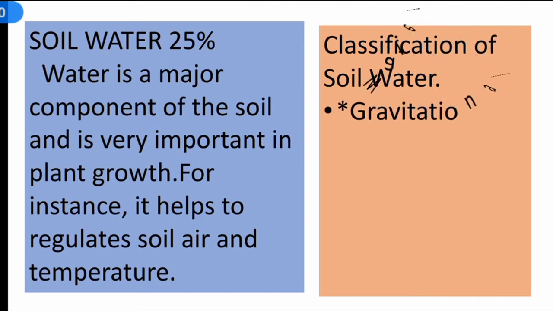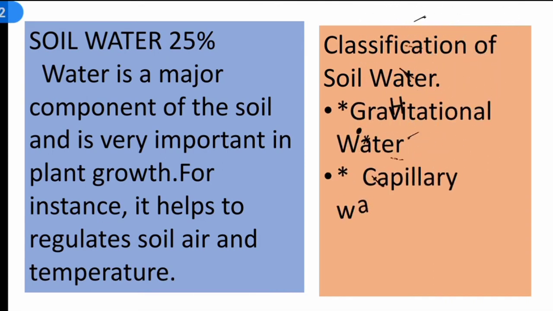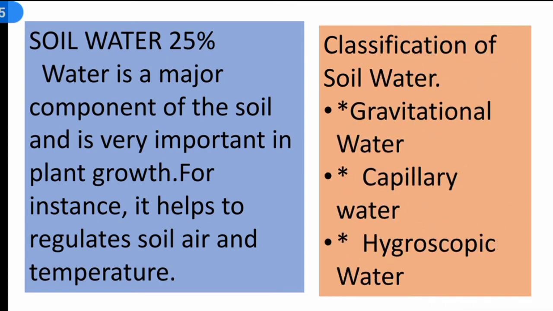However, I want to show you the classification of water in the soil. This is not hard water and soft water, as you already know, but a classification in agriculture, which we call gravitational water, capillary water, and hygroscopic water. I'm going to discuss each of them.